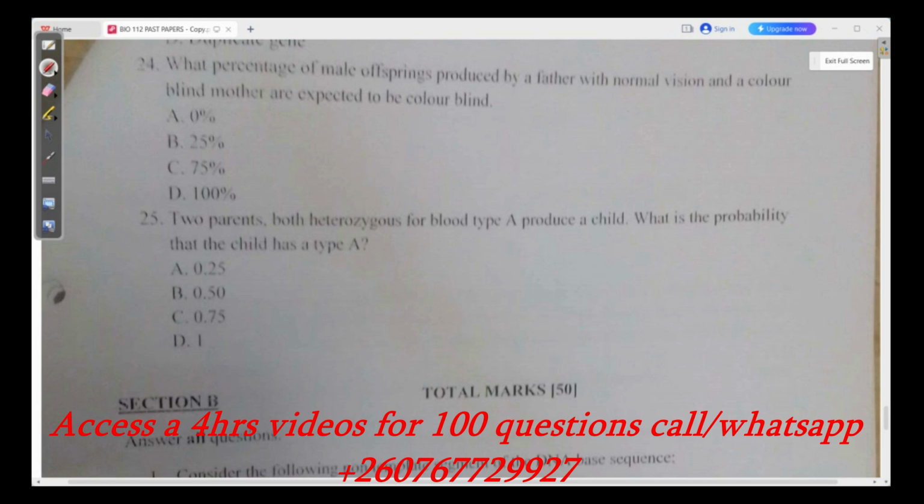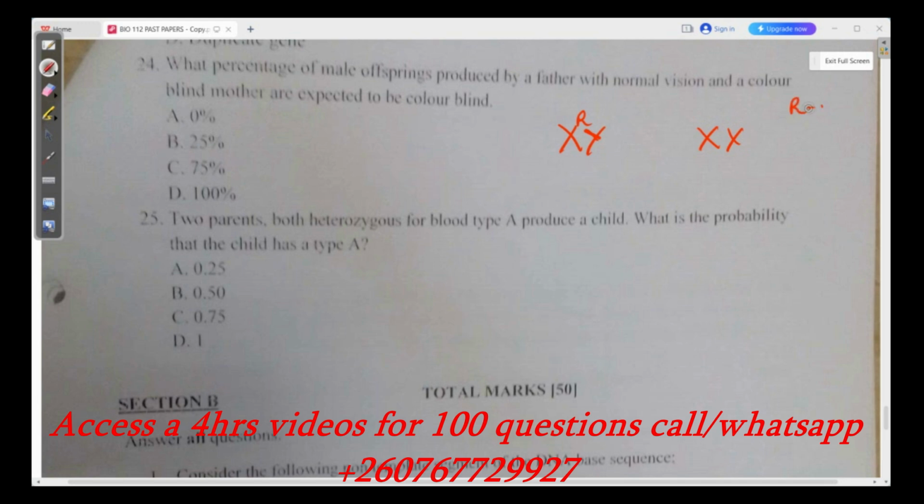So let's say the father, this is going to be the father, then you have got the mother. So what is going to be the genotype of the father? The father with normal vision. So normal vision, let's use capital letter R, normal vision.